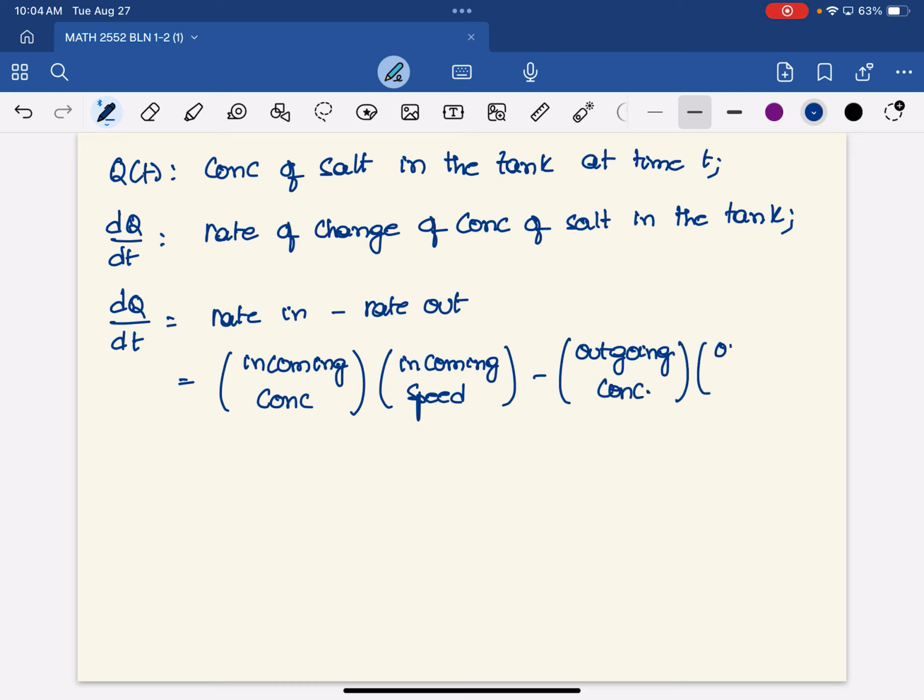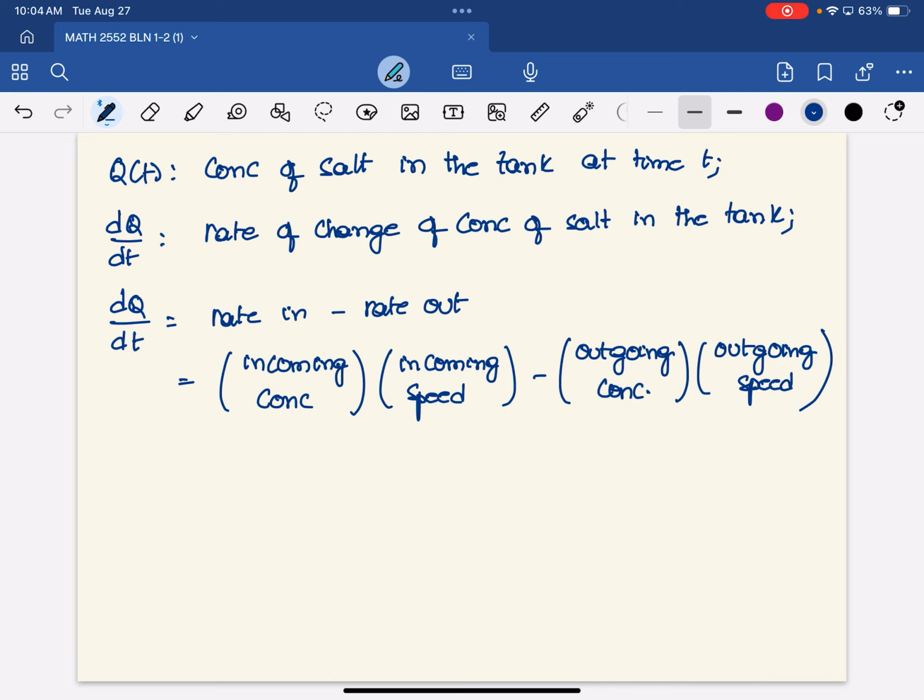Instead of concentration, isn't it just supposed to be the amount of the salt? Because we're not considering volume, just the amount of salt that goes in, not the concentration.